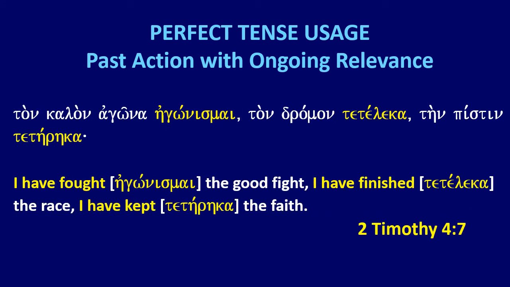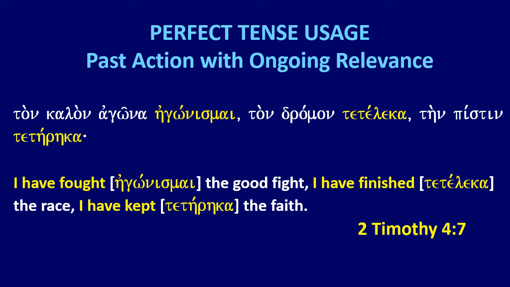Here's another example of the perfect tense usage for a past action with ongoing relevance, this time from the last epistle that Paul ever wrote, right before he was about to be martyred, 2 Timothy. He says in chapter 4, verse 7, "I have fought the good fight, I have finished the race, I've kept the faith." So clearly he's looking back in terms of reflecting retrospectively upon his Christian life as he knows he's about to be martyred. And so he uses here three perfect tense indicative mood verbs.